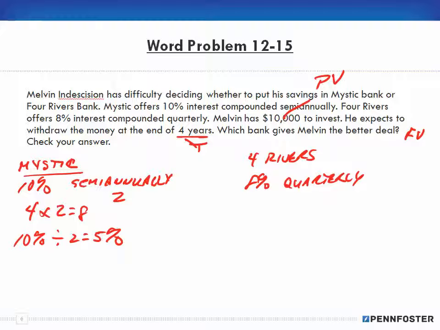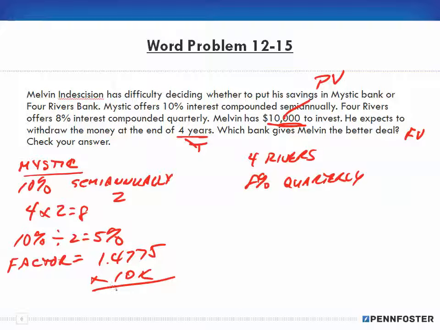Okay, so my factor is 1.4775, and of course I'm investing $10,000, so I multiply the $10,000 by the factor, or I could just multiply by 10,000, and I end up with $14,775. All right, that's the future value of that investment.